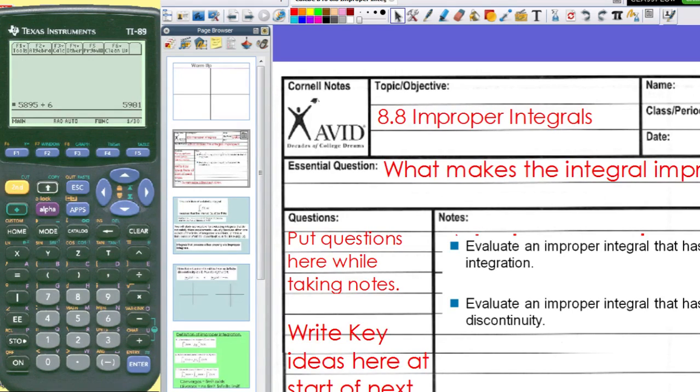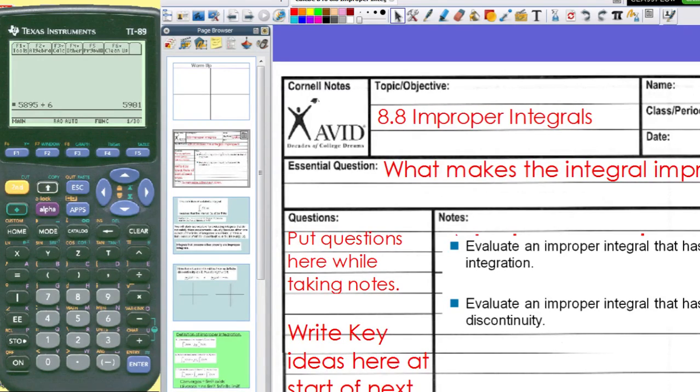Now, if you have infinity or negative infinity on both limits, what we actually do is split this up. You pick a value for c, maybe c equals 0. So I'll write the integral from negative infinity to 0, and then from 0 to infinity, or c, or some number like that.